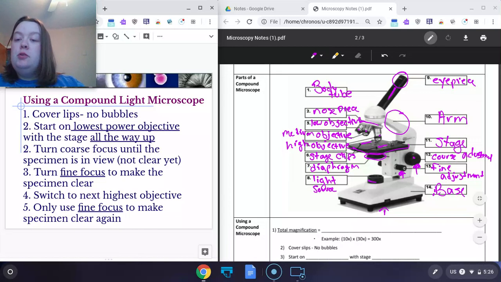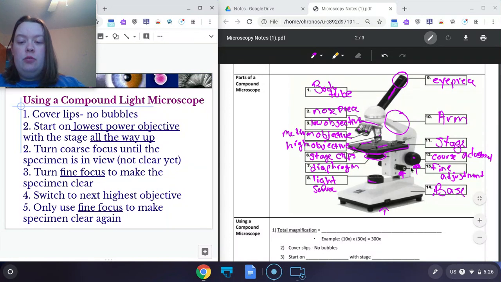You can do that before you even look into the eyepiece. You should do all of that before you even look into the eyepiece. Once you have your stage all the way up, you will put your eye at the eyepiece and look into the microscope. Things should not be that clear right now. Then you're going to start slowly turning the large coarse adjustment knob until things become a bit clearer. When you get them as clear as you can on the coarse adjustment knob, you stop.